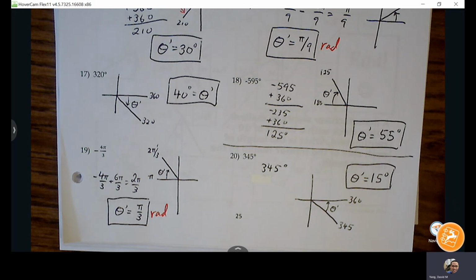So once you have your angle measure, always subtract from the larger number. So subtract from 360. 360 minus 320. Subtract the larger minus the smaller, because your reference angle is always going to be a positive number.